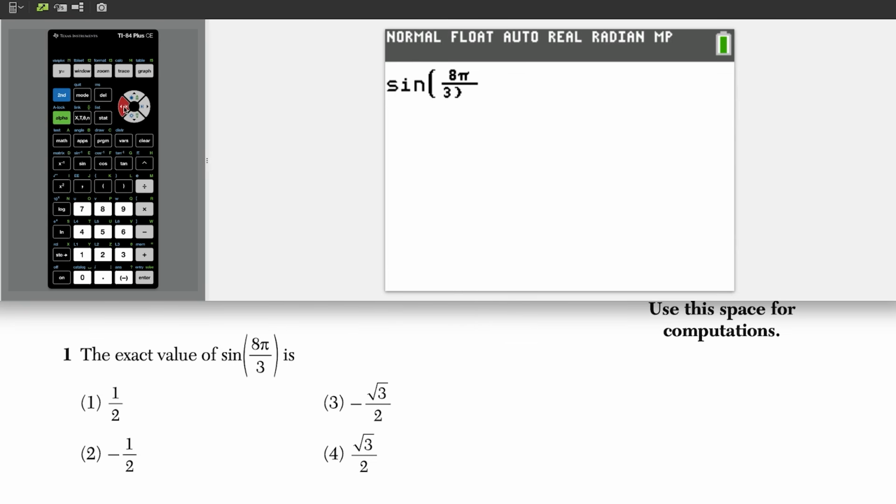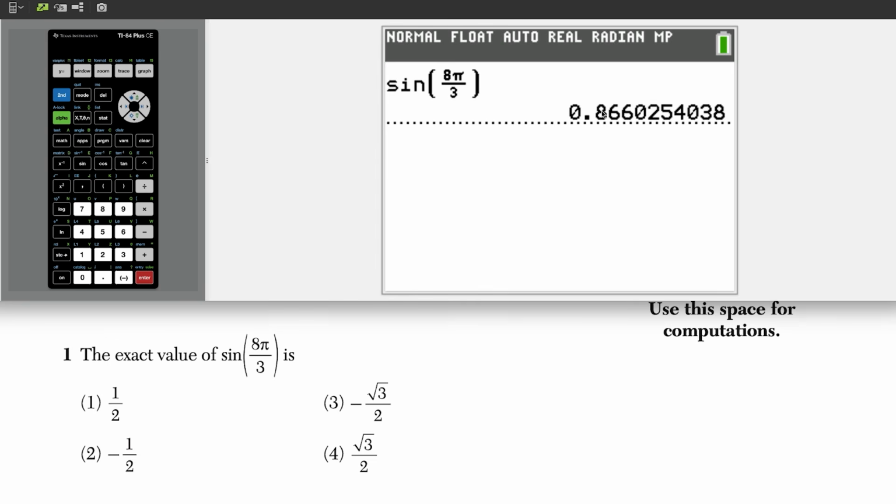We press enter, and let me fix that a bit. I'll hit the right arrow to get out, close the parentheses, press enter, and this is the decimal value that I'm looking for. I notice right away that the answer is positive, so I'm only going to look at choices 1 and 4. I know 1/2 is equal to 0.5, so it has to be choice 4.